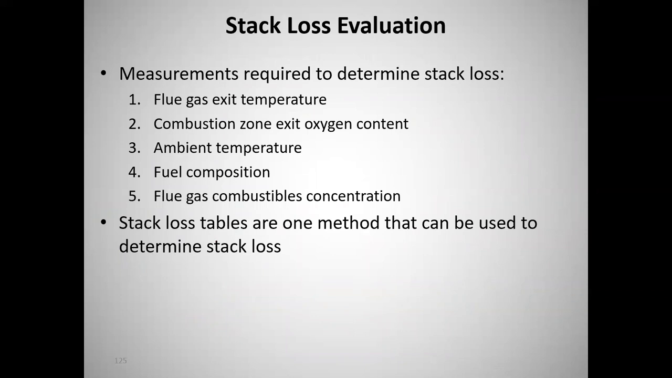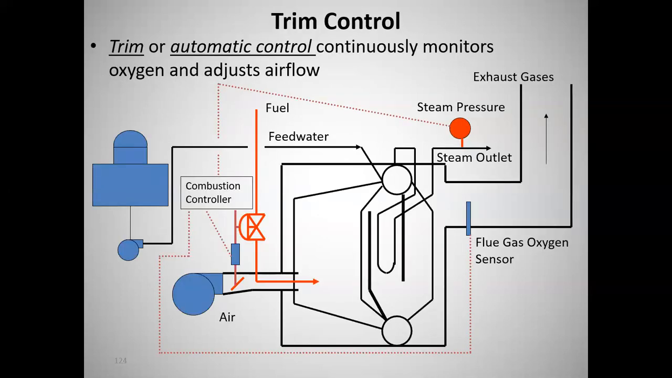Okay, so a stack loss evaluation, these are the measurements that we need to take. We need to know the flue gas exit temperature after the last heat exchange surface. We need to know the combustion zone exit oxygen content. And let's talk a little bit about the location of that measurement. Let's go back to the boiler. So we want this sensor to be as close to where the gases exit the boiler as possible.